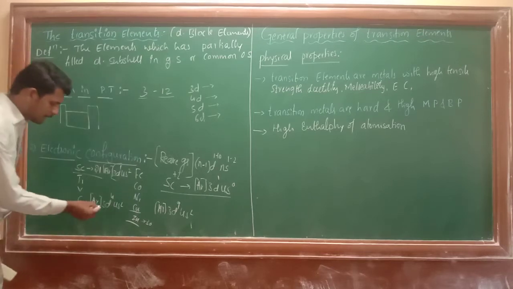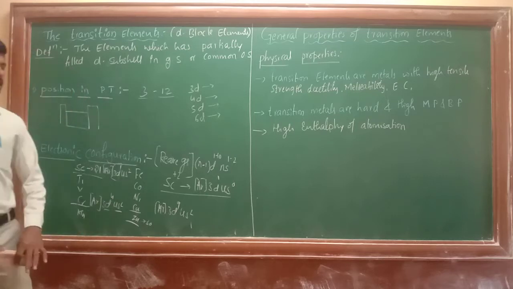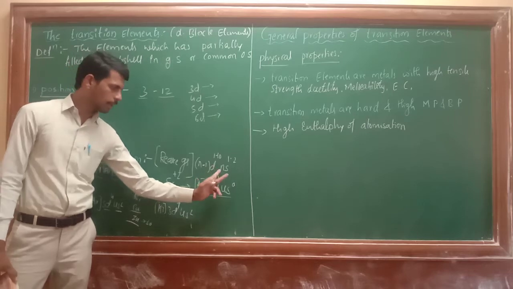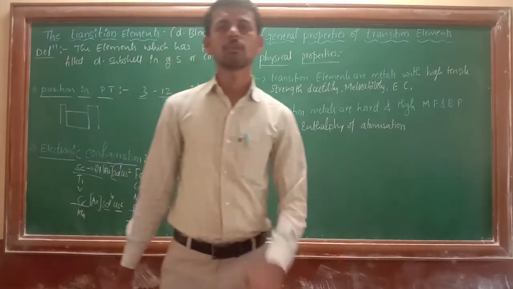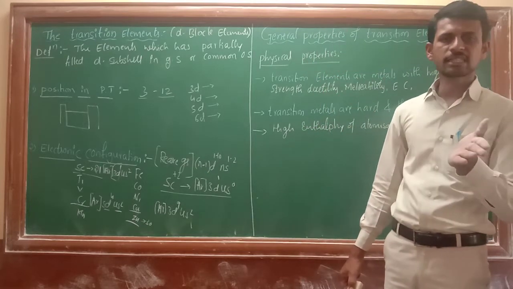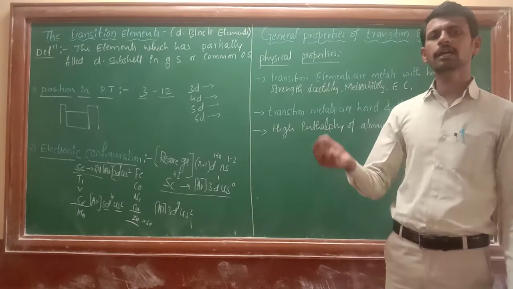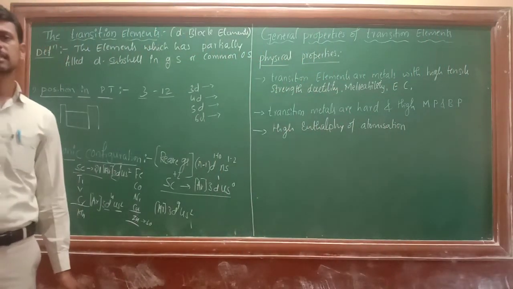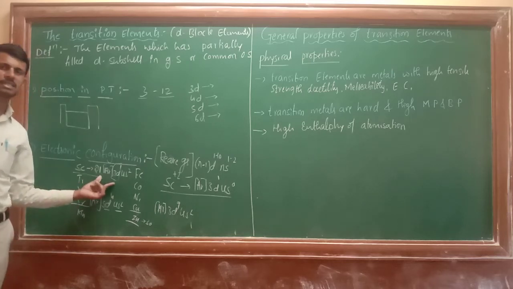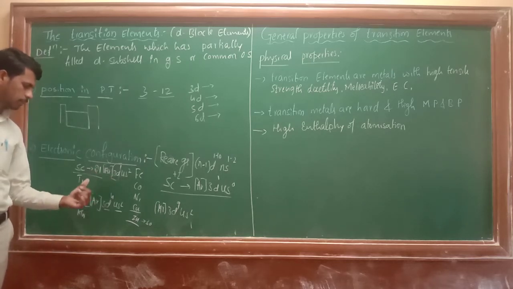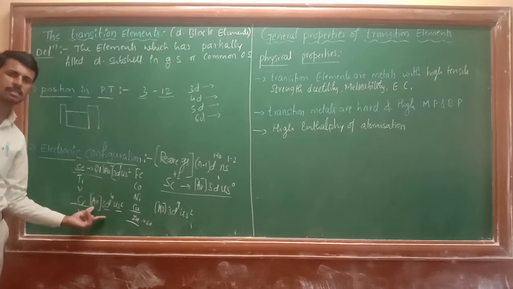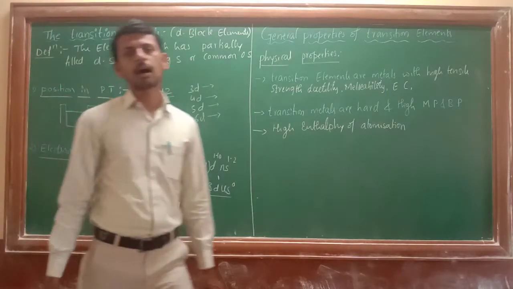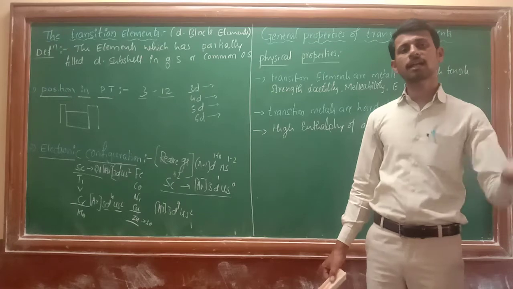But the (n-1)d subshell and the ns subshell have nearly the same energy levels. They have slightly equal energy. Therefore, for the exceptional cases, completely filled and completely half-filled orbitals have extra stability.